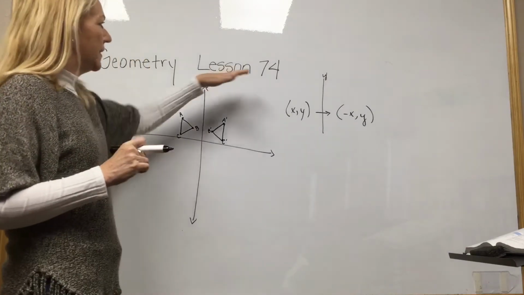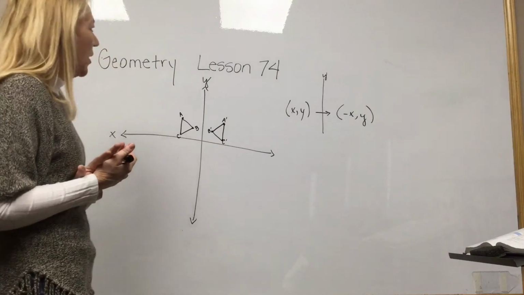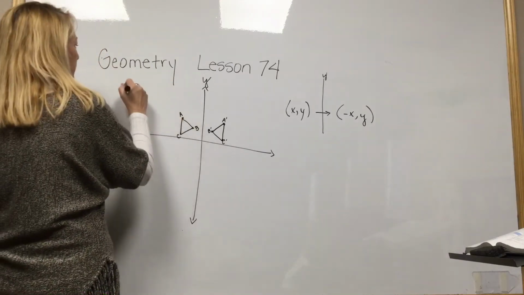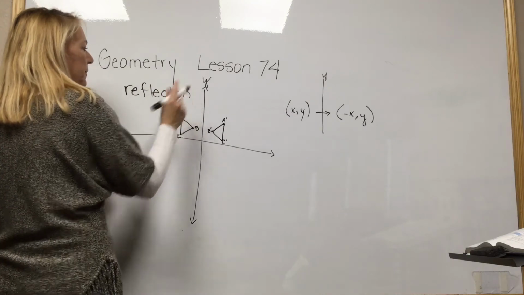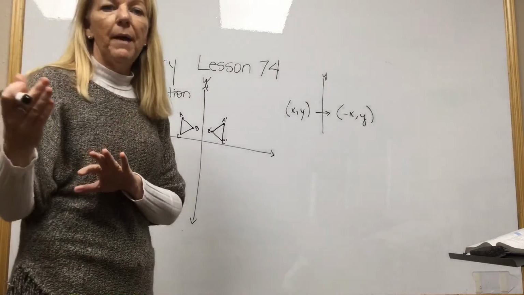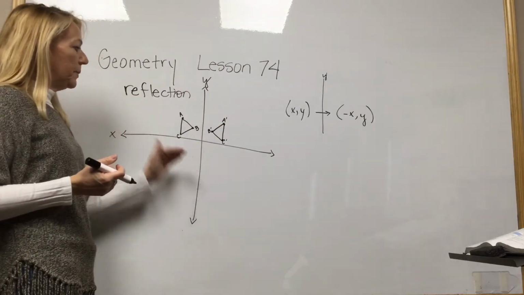We are on lesson 74 in geometry. We will be talking about reflection today. Reflection is one of those where a shape is at one spot and then it gets moved somehow. With reflection, it's a flip, and we're using the coordinate plane to flip it.